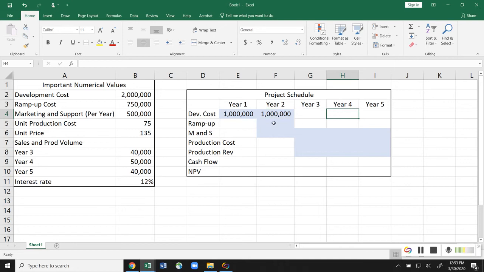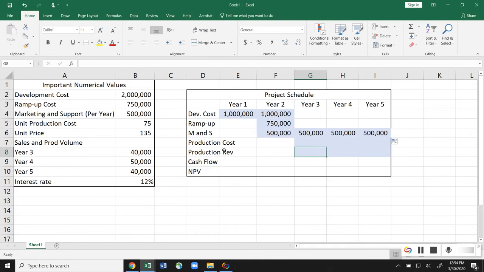Okay, ramp up costs, it's going to equal our 750,000. It's just one time. Okay, marketing and support, that's where I told you this is every year. And so we just do that and then we drag it over, and it's the same thing as up here with the development costs. If it was broken up into different intervals, you would divide it by those intervals. So this is going to equal 500,000. Hit enter, and then we absolute value that and drag it on over.